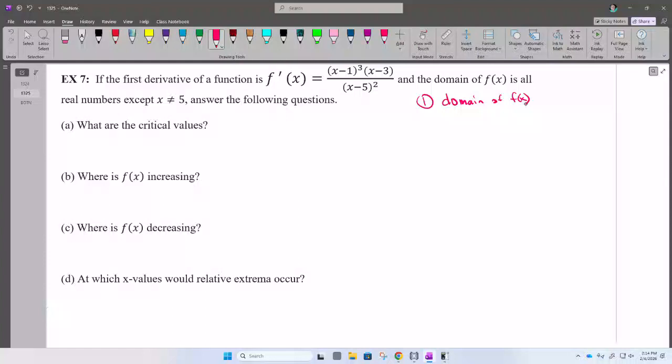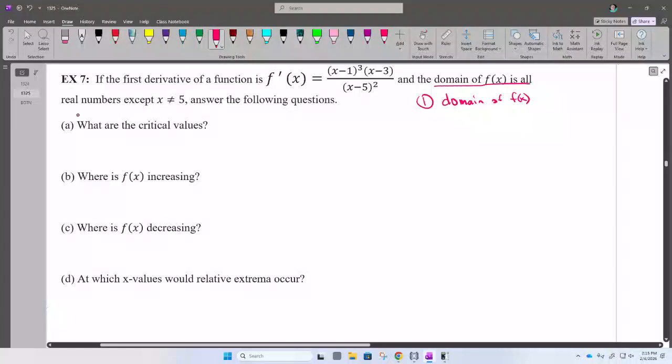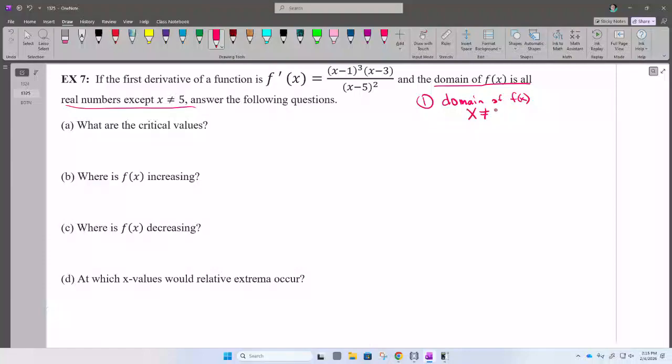Well, this problem is different in that it doesn't actually give us the original function. It's going to ask us all these questions about a function that we don't even know, but we'll be able to answer them. We don't even know what the original function is, but it told us the domain of f of x, right here. The domain of f of x is all real numbers except 5. So it can't be 5. Everything else is good to go.